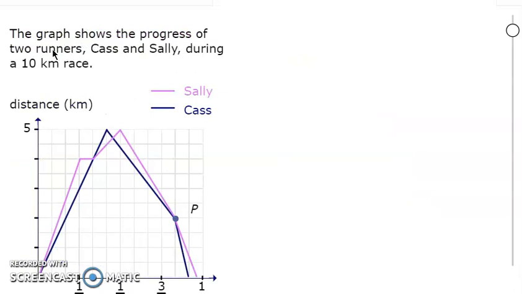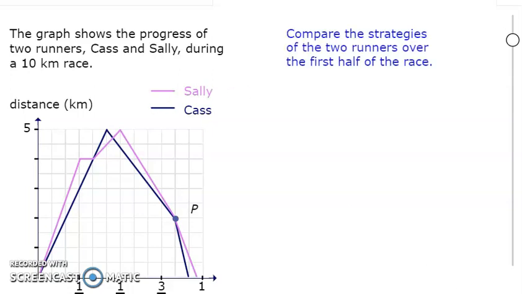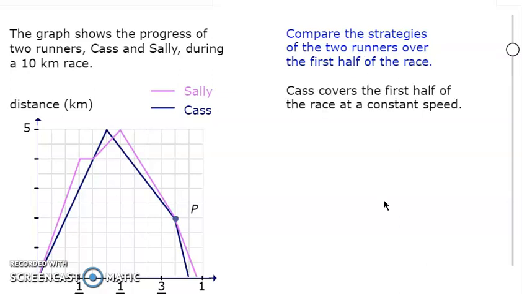Here the graph shows the progress of two runners, Cass and Sally, during a 10-kilometer race. The purple one is Sally and the blue one is Cass. Compare the strategy of the two runners over the first half of the race. Cass covers the first half of the race at a constant speed. Cass is the blue one, it is constantly increasing.